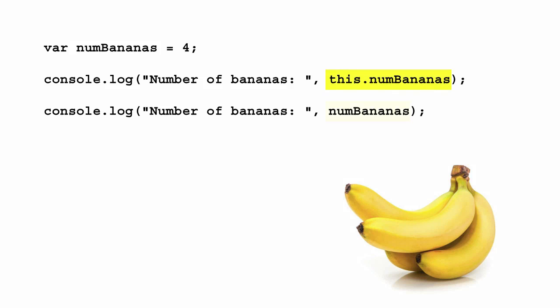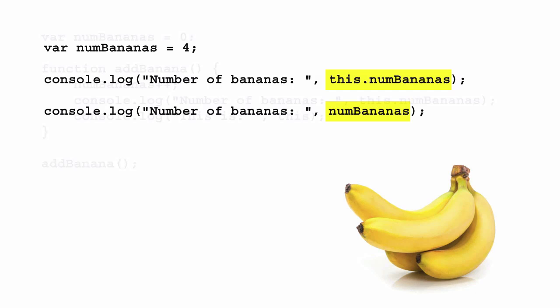One thing to notice about this at the global level is whenever you create a global variable, that global variable gets added as a property to the window object. So you can refer to all global variables as properties of the window object, but you don't have to. Just the name works too, because the window object is used by default if it's not specified. So in this example, you can write this.numBananas or just numBananas, and both work, and both refer to the same variable.